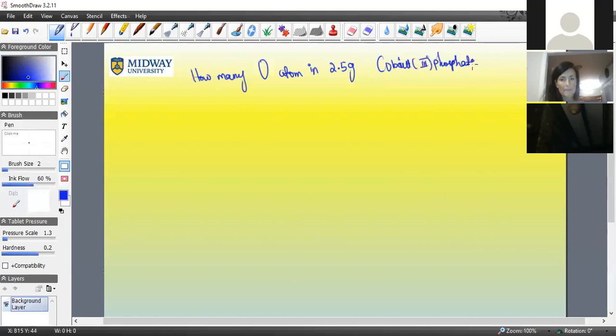Cobalt-3 phosphate is what you said, right? Yes. Okay. Now this is like your croissant or some other kind of phyllo dough or pastry dough. There are multiple layers to this problem. Got to tackle one thing at a time. First, as always, the rule of thumb is you got to figure out what the question asks you to calculate, and it's asking for oxygen atoms. And what is the given information? It's mass, right?